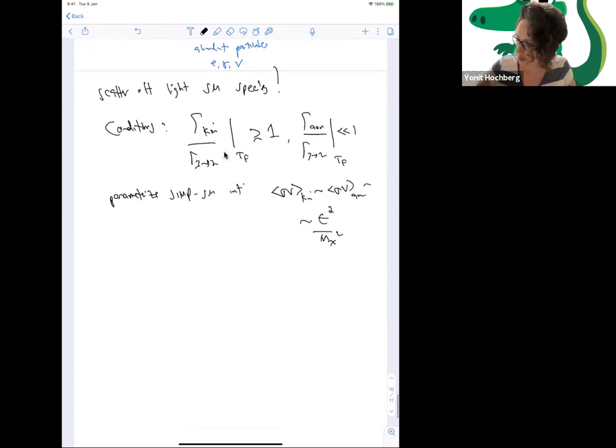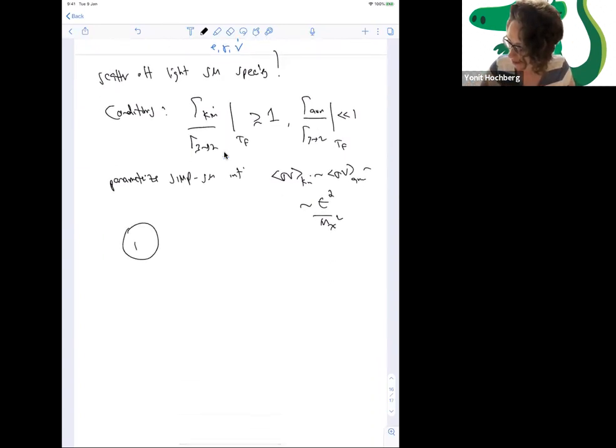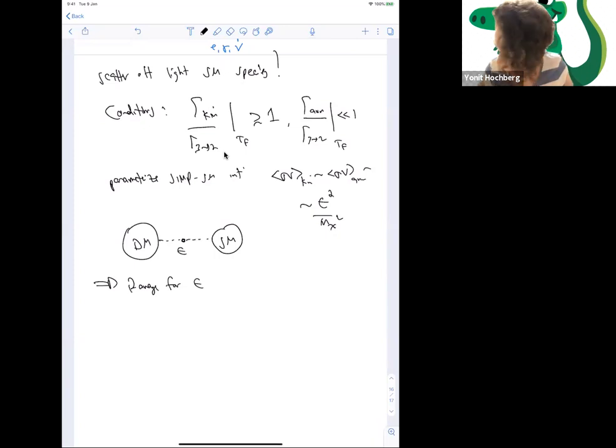Okay, so you kind of think of this pictorially, like here's my dark matter and here's my standard model, and there's some small epsilon coupling between them. Then these set of conditions define a range of epsilon, a range of this interaction strength such that everything is kosher, that everything works, okay? So we're just gonna write this out and then we'll finish for today. So there's a range for epsilon where everything works.